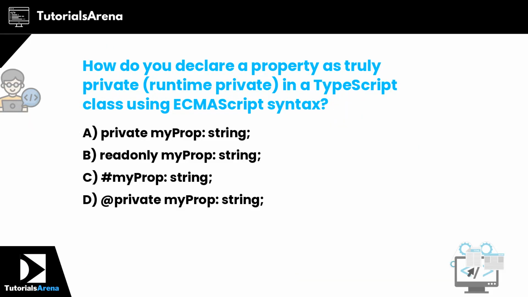How do you declare a property as truly private, runtime private, in a TypeScript class using ECMAScript syntax? The correct answer is option C, #myProp: string.